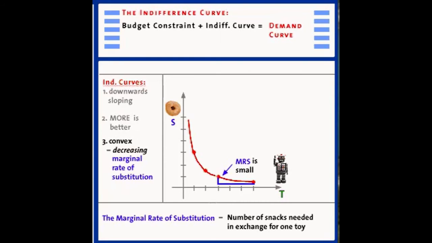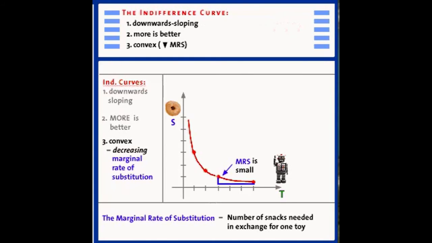But if you move down the curve and the marginal rate of substitution is small, then the price of toys for you in terms of snacks is small. That is, you're willing to give up a toy with very little compensation, with very little extra snack in return. This indifference curve, then, represents a set of combinations that Chris finds equally desirable.